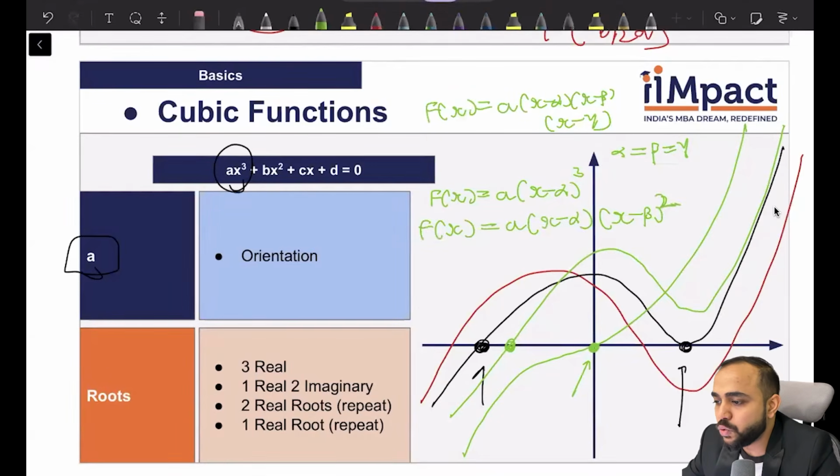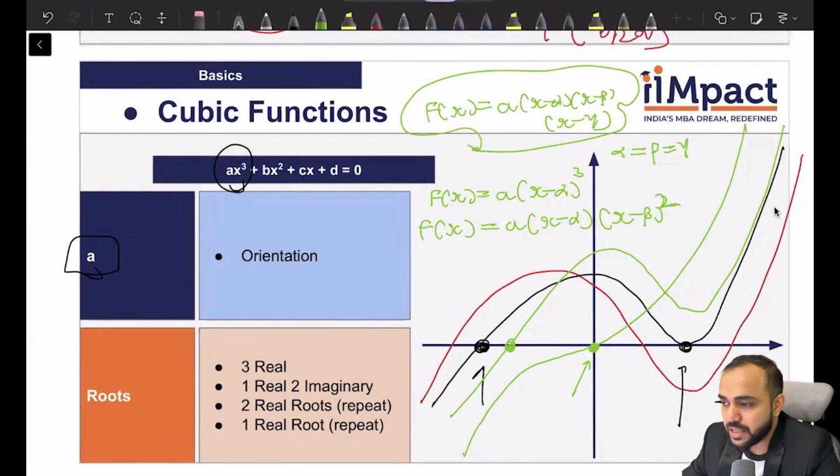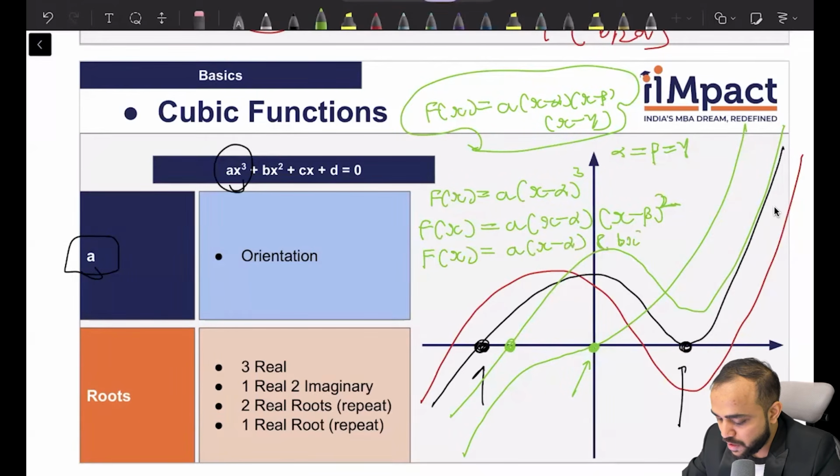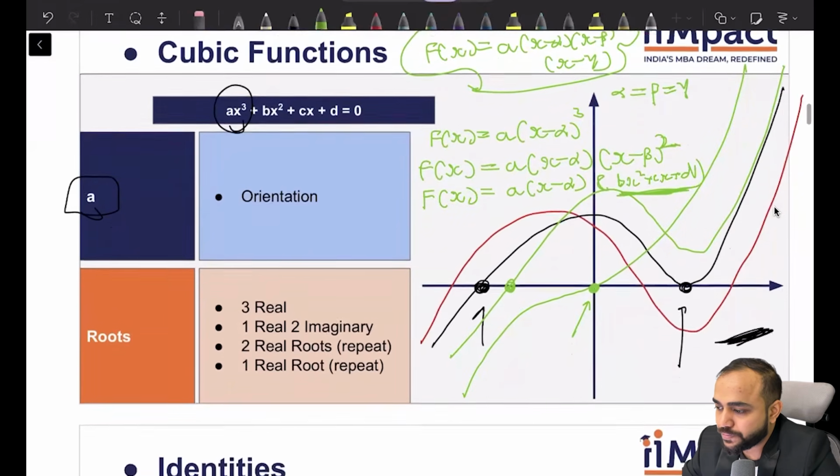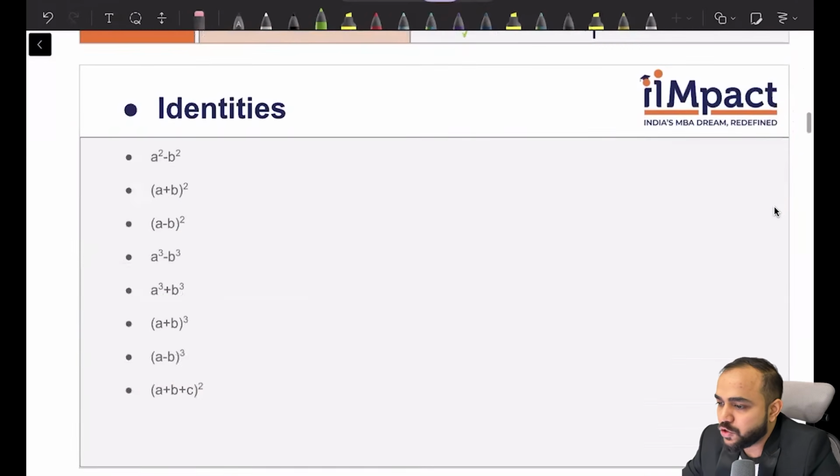If you have all three roots distinct, this would have been your expression. Correct? And if you have one real and two imaginary, your expression would have looked something like f of x is equal to a times x minus alpha into some bx square plus cx plus d quadratic. This I could not factorize because this would not have real roots. Are we done with cubic? Yes. All right. So certain identities will help you make your calculations easier or convert things into forms that you can easily deal with.